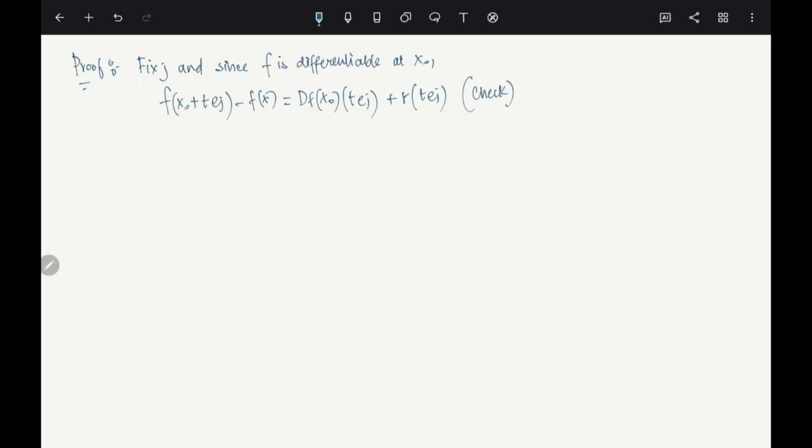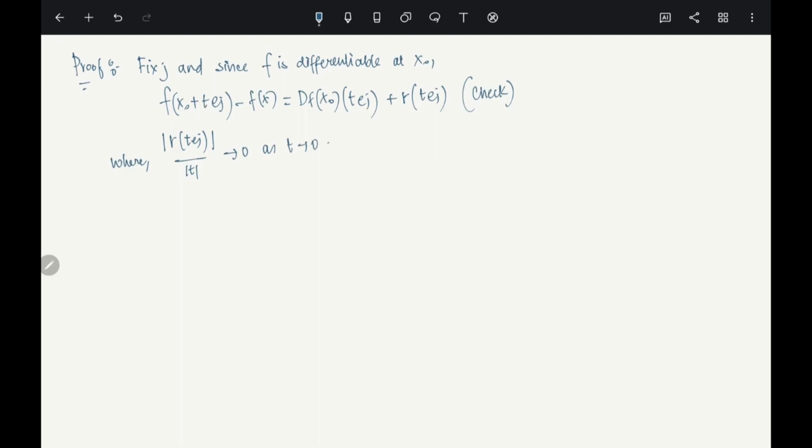Clear? So what is the remainder term? The remainder term is r of t ej. You remember the norm of this divided by t should go to 0, right? So this divided by t goes to 0 as t goes to 0. So this is exactly the same definition. I am just writing it in this way.